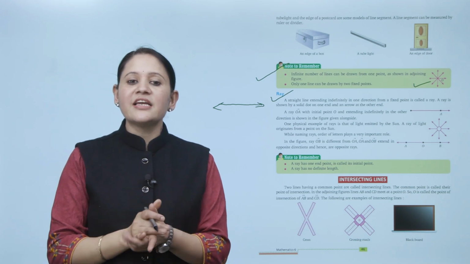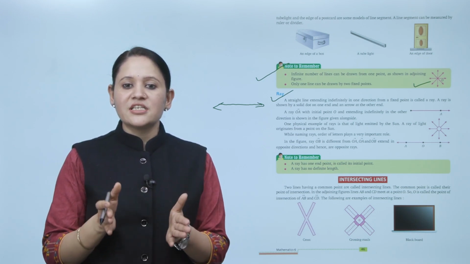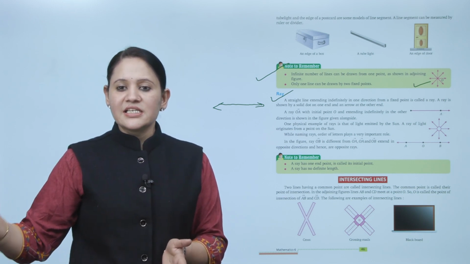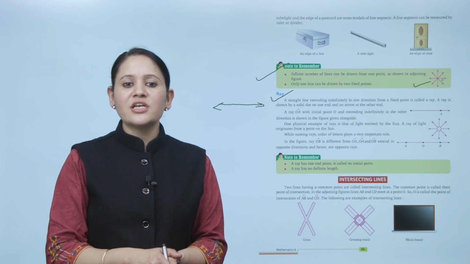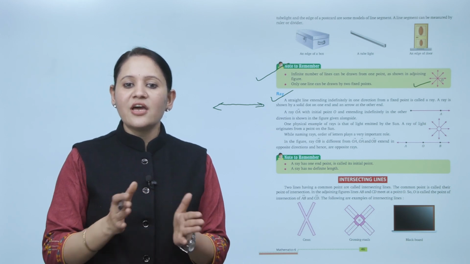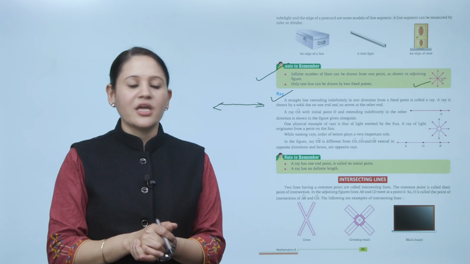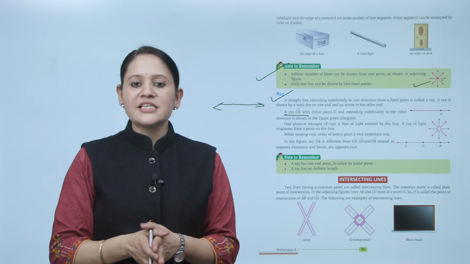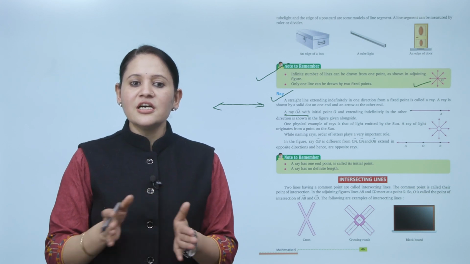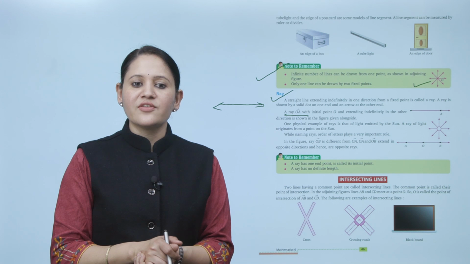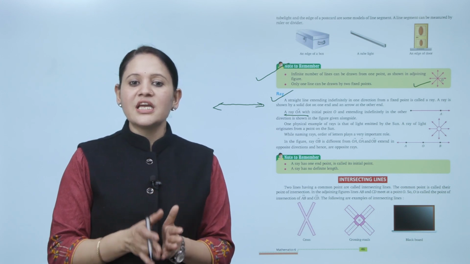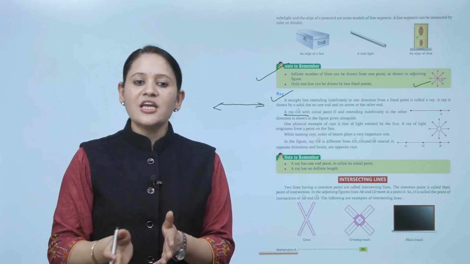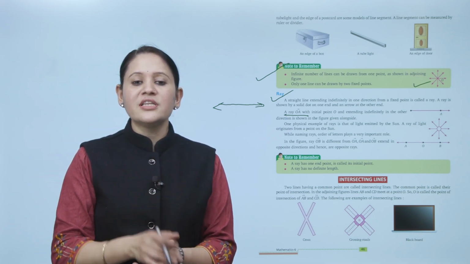A straight line extending indefinitely in one direction from a fixed point is called a ray. Means one direction में आप उसको कितना भी extend कर सकते हैं. A ray is shown by a solid dot at one end and an arrow at the other end. Ray OA: here OA shows a ray with initial point O, extending indefinitely in the other direction, as shown in the figure given alongside. One physical example of a ray is the light emitted by the sun. Means जो sun से rays आती हैं, that is the example. A ray of light originates from a point, that is the sun.